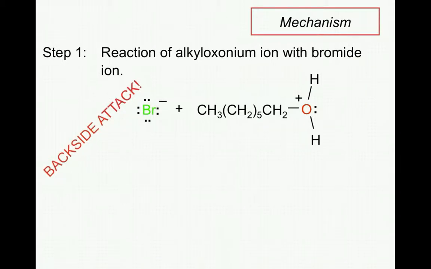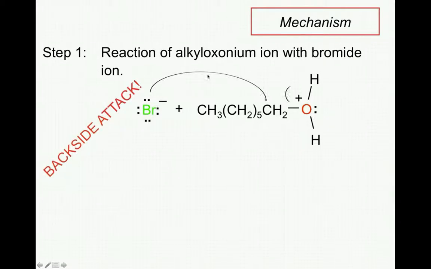Step 1 involves what we call the backside attack of the bromide anion with the alkyloxonium ion to produce our alkyl bromide. This reaction is stereospecific in the sense that the bromide anion must come in to react with the alpha carbon from the opposite side of the molecule that the leaving group leaves from.